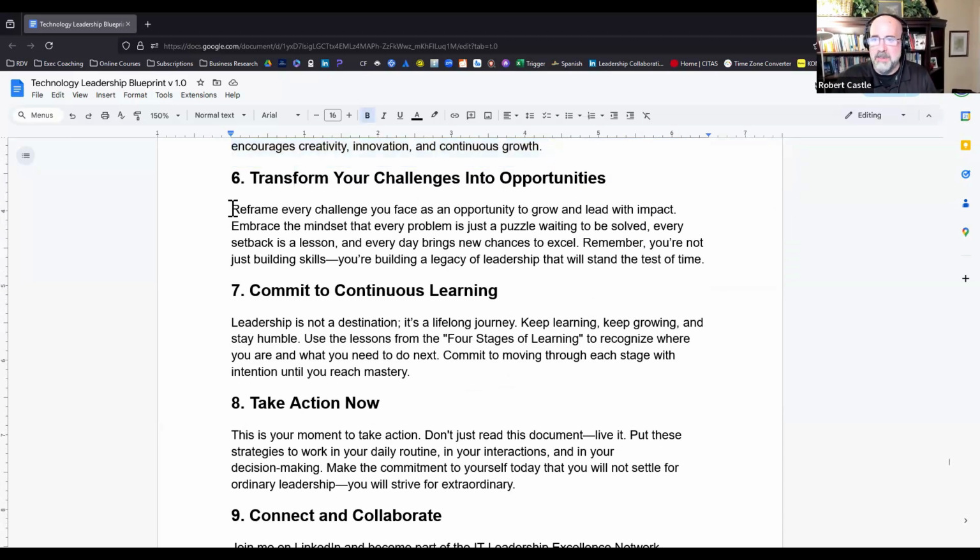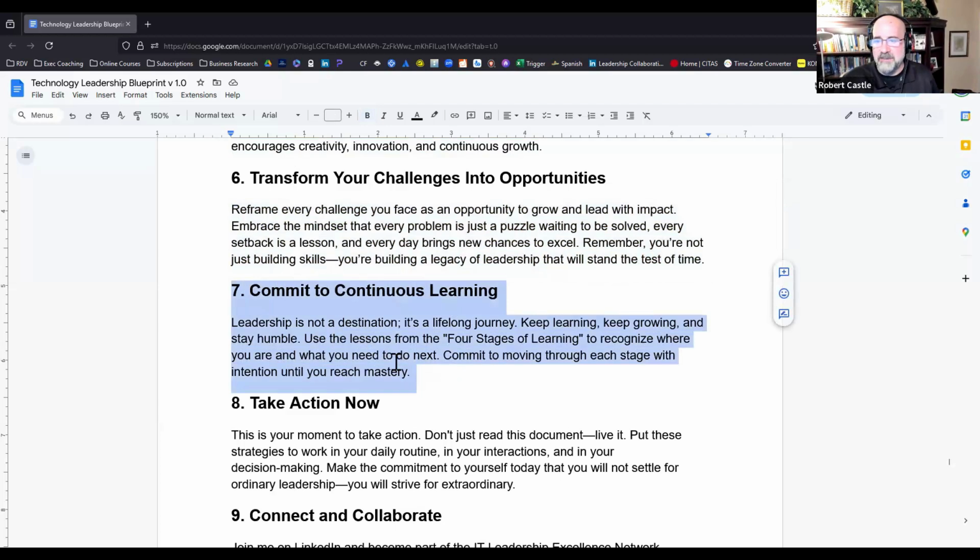Transform your challenges into opportunities. Reframe every challenge you face as an opportunity to grow and lead with impact. Embrace the mindset that every problem is just a puzzle waiting to be solved. Every setback is just a lesson, and every day brings new chances to excel. Remember, you're not just building skills, you're building a legacy of leadership that will stand the test of time.